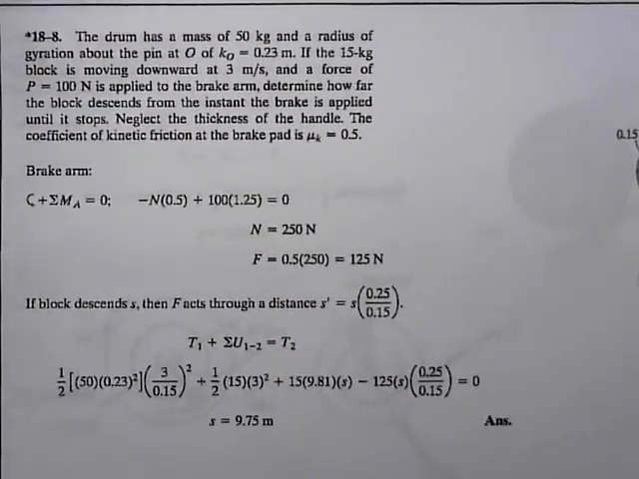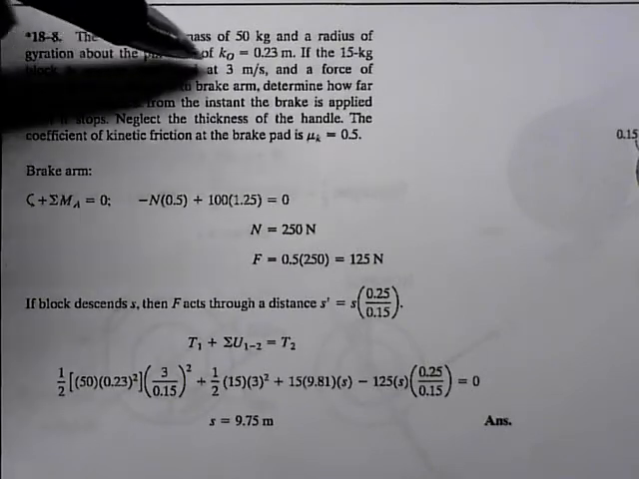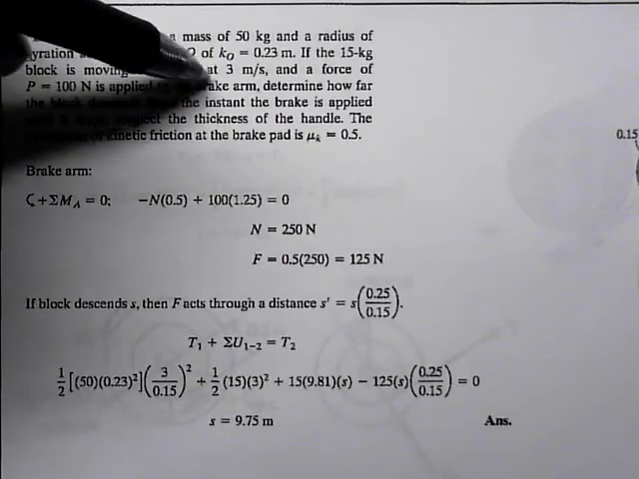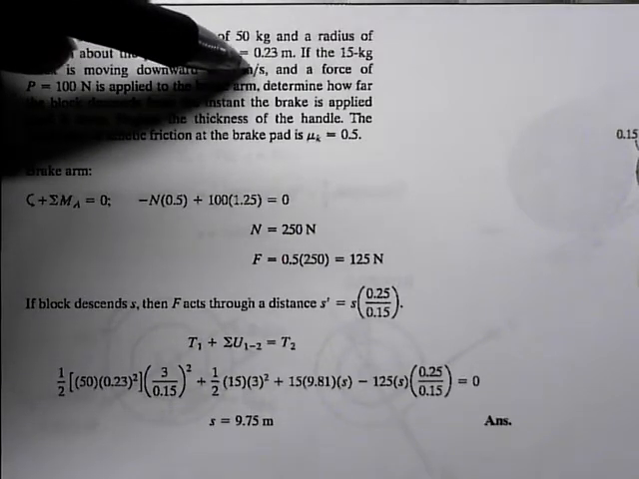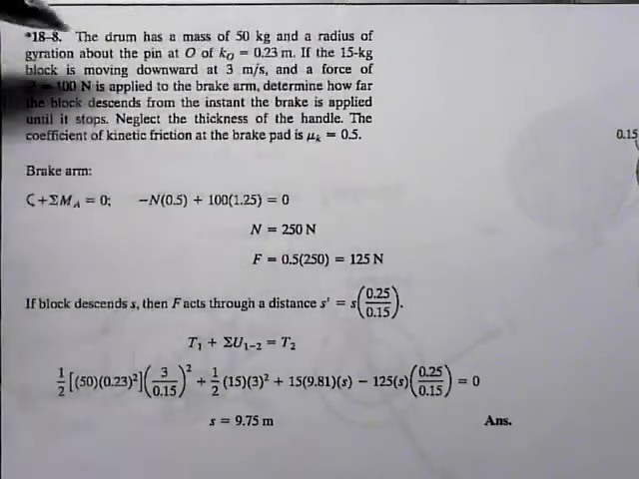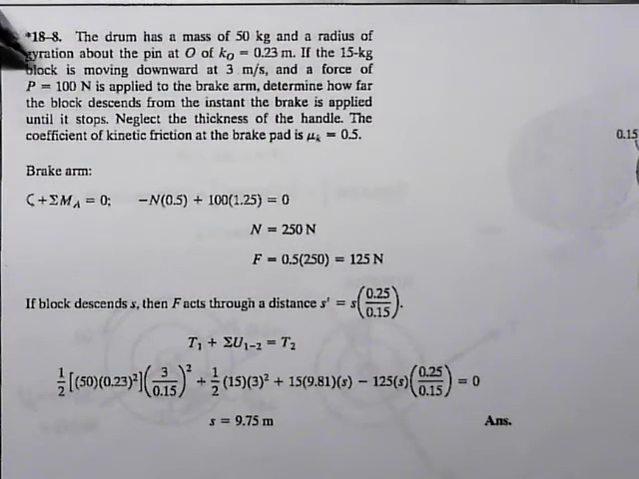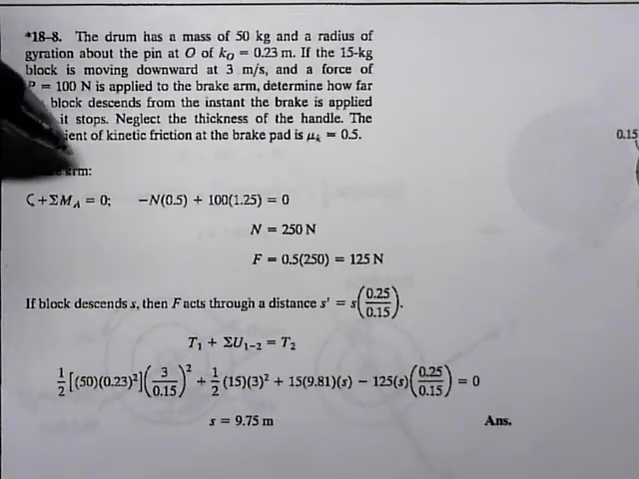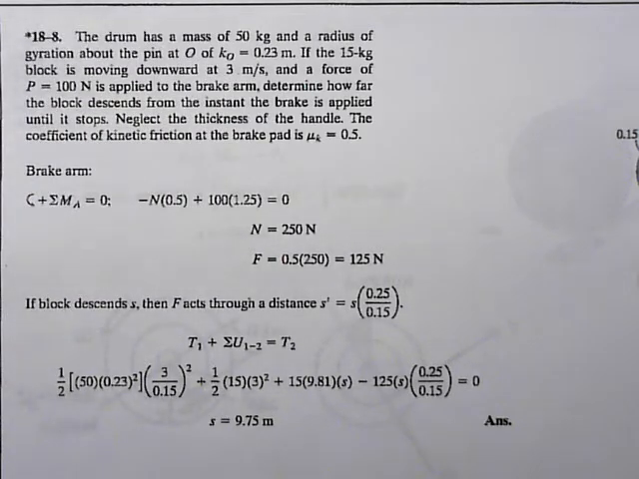The drum has a mass of 50 kilograms, radius of gyration given. If the 15 kilogram block is moving downward at 3 meters per second, that's to start, and a force of 100 newtons is applied, determine how far the block descends from the instant the brake is applied until it stops. Neglect the thickness of the handle. The coefficient of friction is given as 0.5.